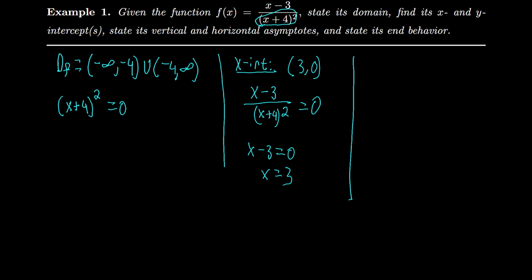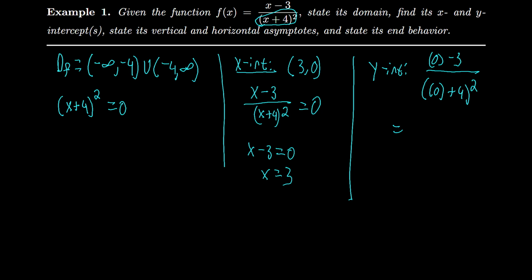So to find the y-intercept, you plug in 0. It's the same always. So to find the y-intercept, we're just going to plug in 0, and we're going to get negative 3/16. I can tell just looking at it. But look, we're going to plug in 0. So it's going to be 0 minus 3 over 0 plus 4 squared.